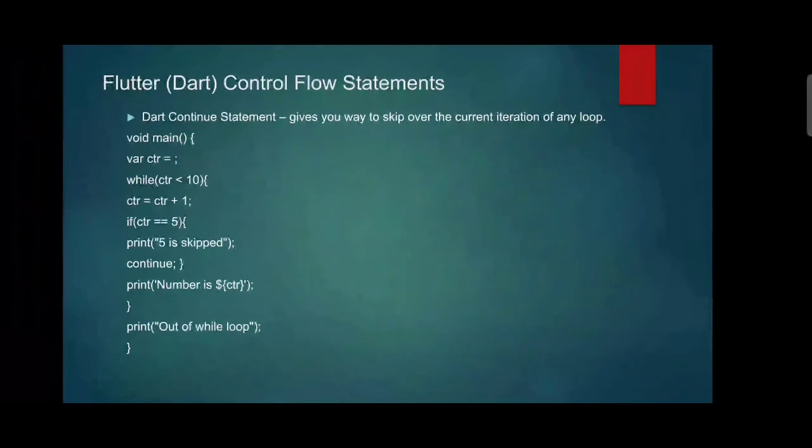So in this program, the loop condition is to keep iterating until the CTR value is less than 10 and print number is 1, number is 2, and so on for each iteration. It has another condition where if the CTR value is equal to 5, it will print 5 is skipped, followed by the jump statement continue. When continue is triggered, it will not exit the loop but rather start another iteration, skipping the statement next to continue.